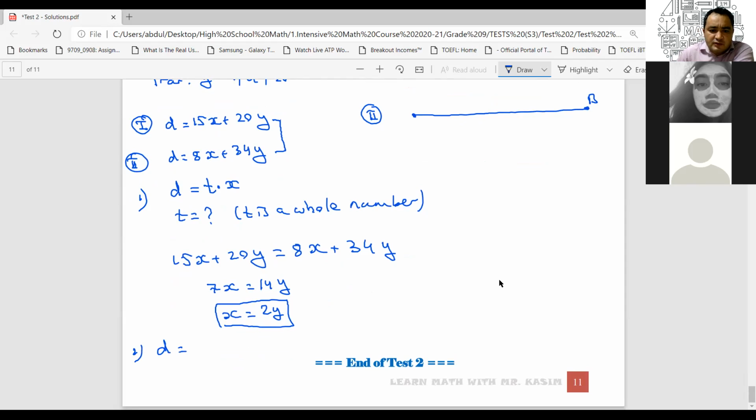So here D is equal to 8x plus 34y. 34 times y, which is x over 2, so 34 divided by 2 is 17. 17 plus 8 is 25x. Actually we were looking for T times x, that's equal to D. That means that if he travels only by car, it takes at least 25 hours to arrive at the other town. So the answer is 25 hours by car.